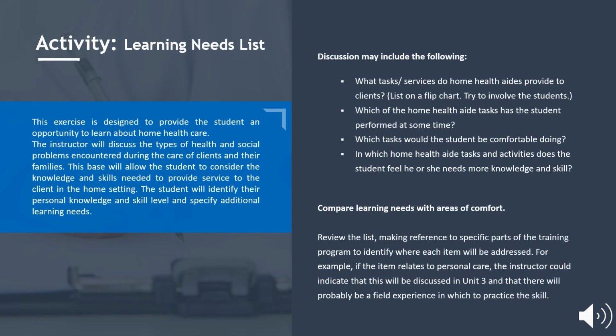Activity: Learning needs list. This exercise is designed to provide the student an opportunity to learn about home health care. The instructor will discuss the types of health and social problems encountered during the care of clients and their families. This will allow the student to consider the knowledge and skills needed to provide service to the client in the home setting. The student will identify their personal knowledge and skill level and specify additional learning needs.